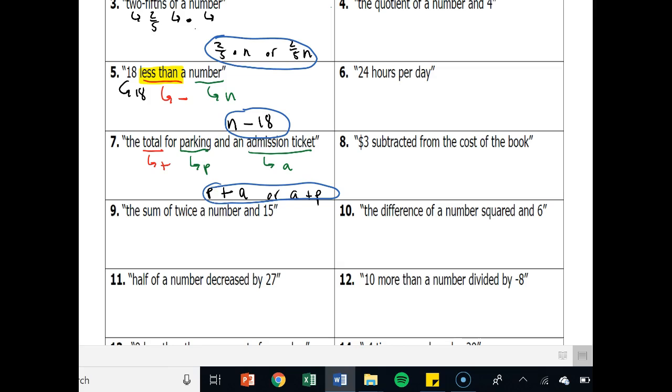Number 9, our operator word, the sum, that means plus. Twice is also an operator word. It means 2 times something. A number, that's our variable. And 15, that's just a number, right? So we're trying to come up with a phrase that says the sum of twice a number and 15. So twice a number is 2n, and then the sum of that, 2n plus 15, right? Twice a number plus 15, and that's our answer.